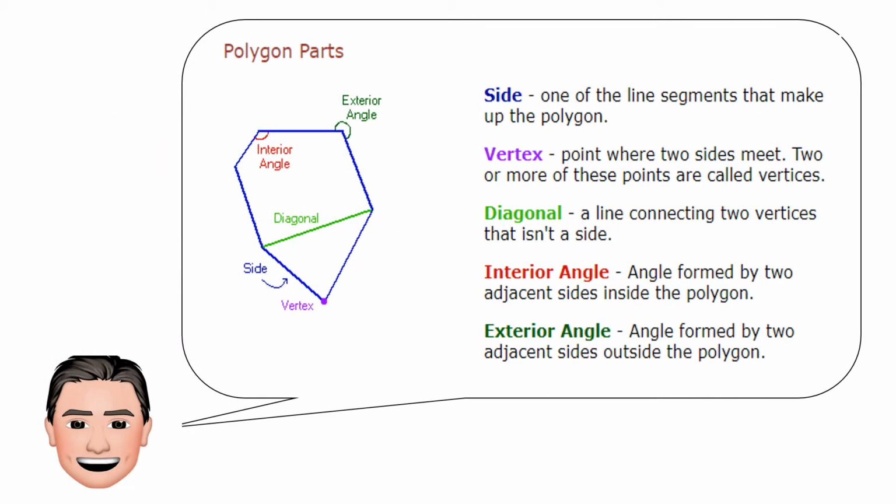Polygon parts. Side: one of the line segments that make up the polygon. Vertex: point where two sides meet. Two or more of these points are called vertices. Diagonal: a line connecting two vertices that isn't a side. Interior angle: angle formed by two adjacent sides inside the polygon. Exterior angle: angle formed by two adjacent sides outside the polygon.